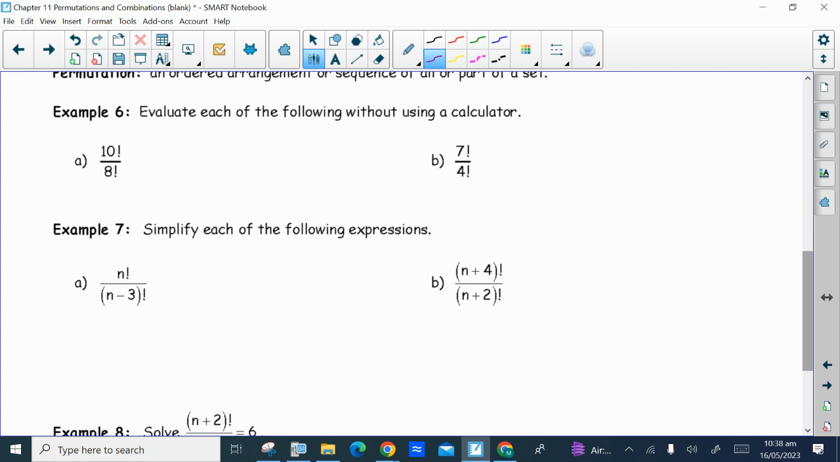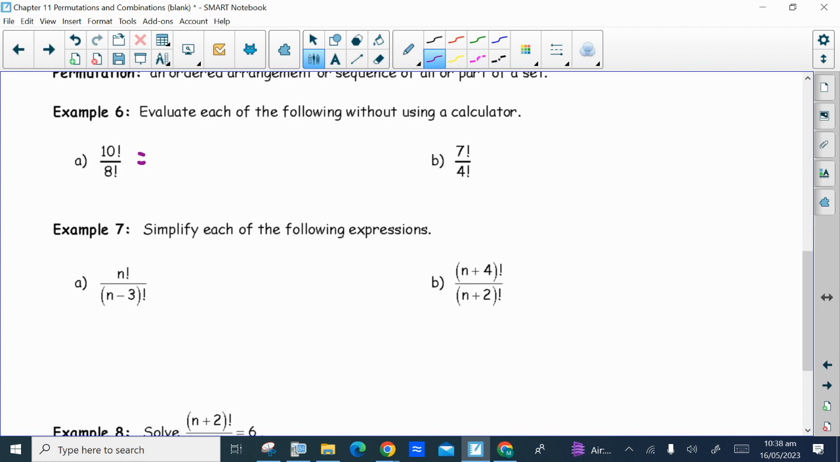Number 6, it says evaluate without using the calculator. So here's how we can do that. We can expand the 10 factorial. And the reason I'm going to expand that is because 10 is larger than 8. When we expand these, we're always going to start with the largest expression, which in these cases would be the largest number. But when we look at question 7, they're not numbers, they're expressions.